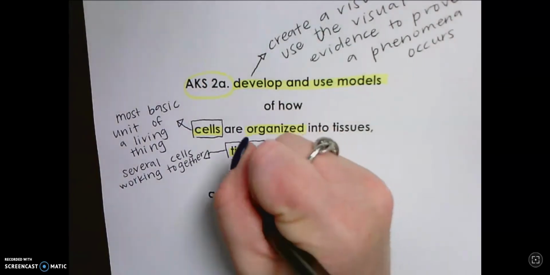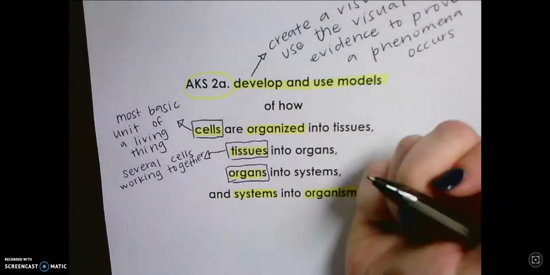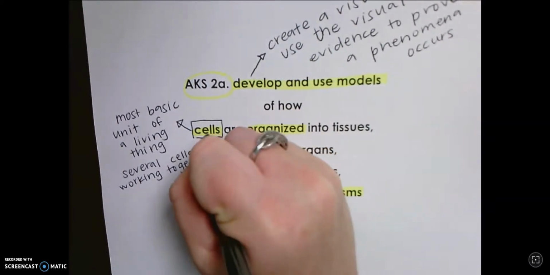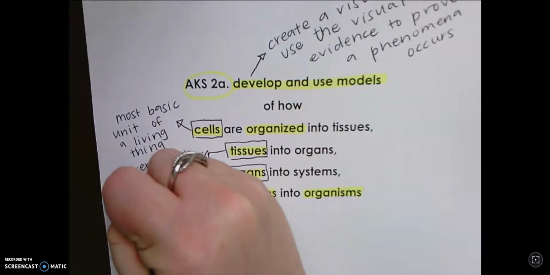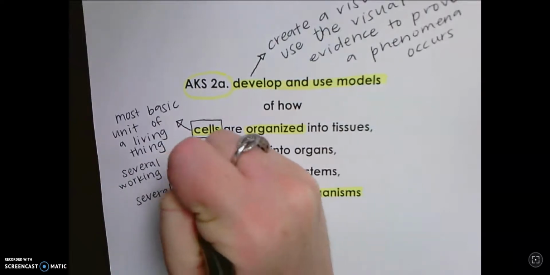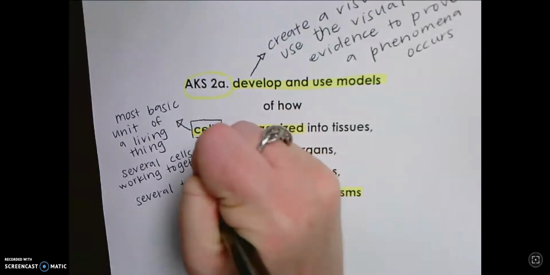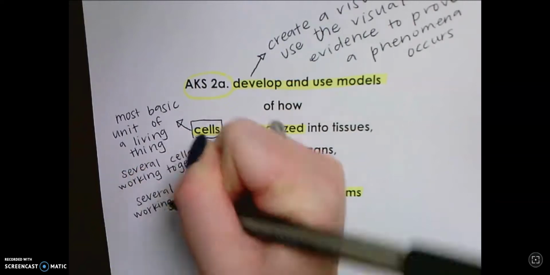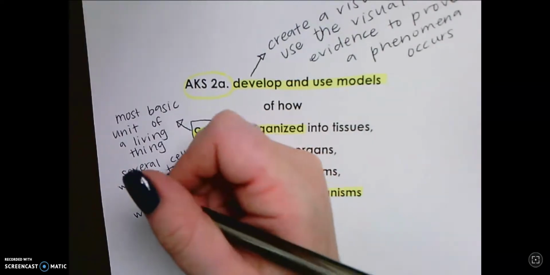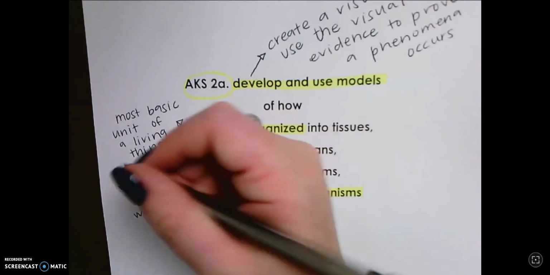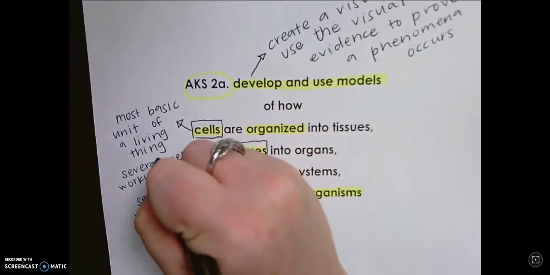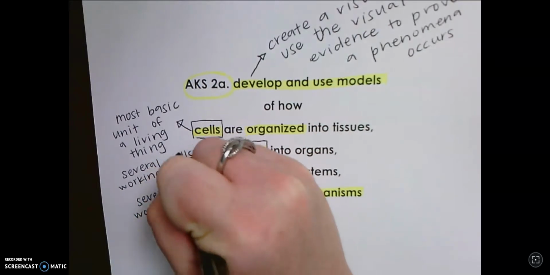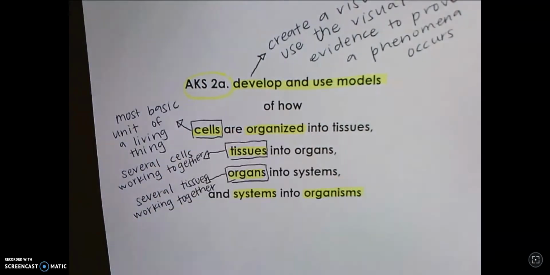Let's go on to organs. Organs are going to be several tissues working together for the same job. So I'm never going to have some tissues that are bone tissue and then they're going to be attached to muscle tissue or skin tissue of some kind. All of the tissues are going to be performing the same function, or they're not going to be compounded together. So several tissues working together are going to make up an organ.